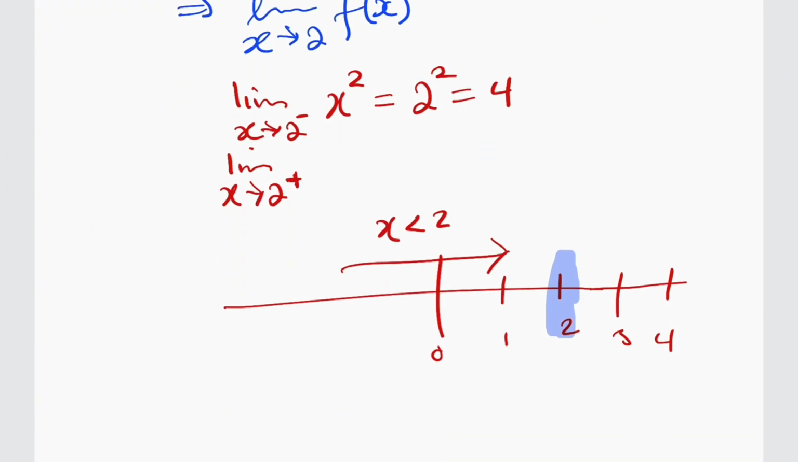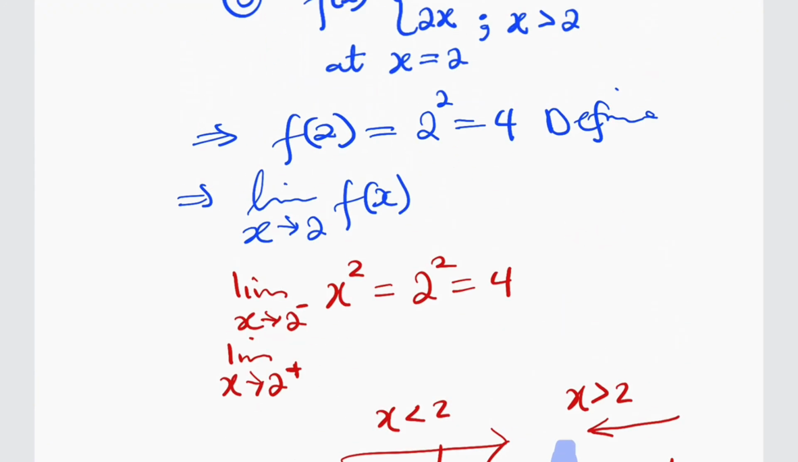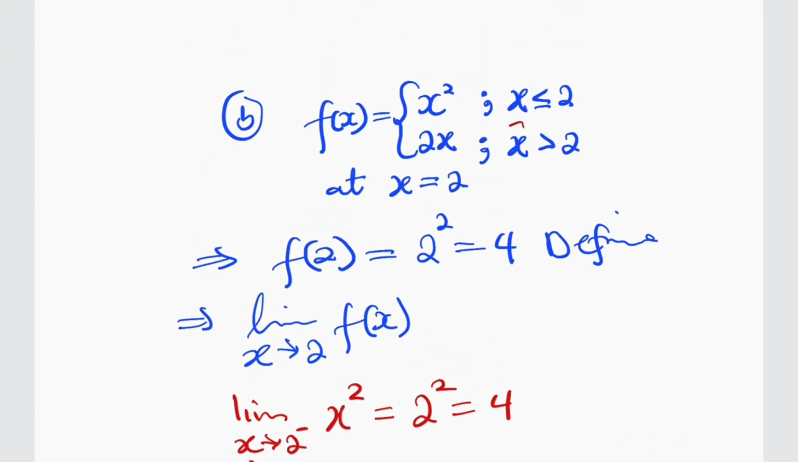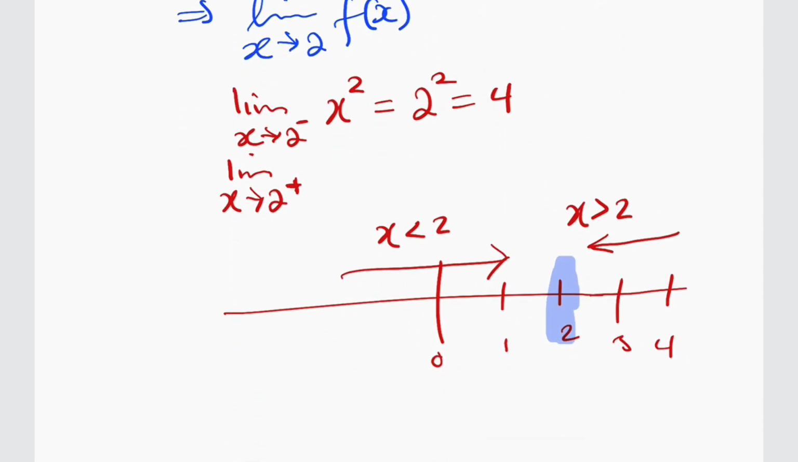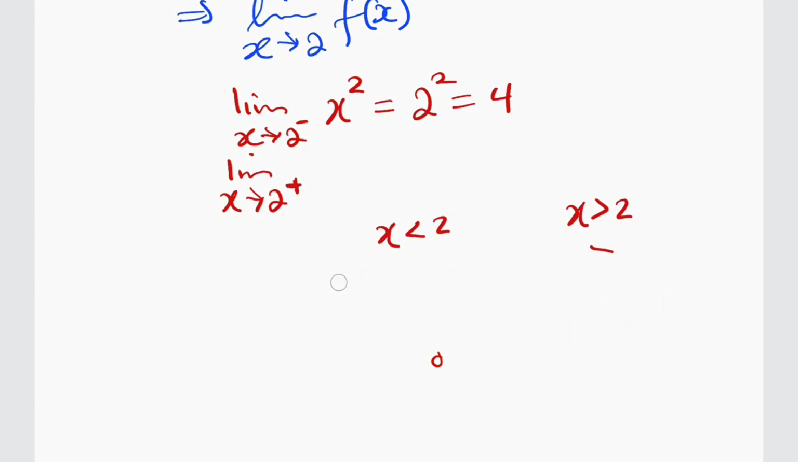Then you check for the limit as x approaches 2, this time around from the right hand side. So if you come back to this number line, if you want to approach 2 from the right hand side, can you see that all these numbers are bigger than 2? So you have to consider x bigger than 2. Let's go back and see where x is bigger than 2, exactly here. So you have to use 2x. Right, so I'm done with the number line. Let me take it down. So we have to use 2x.